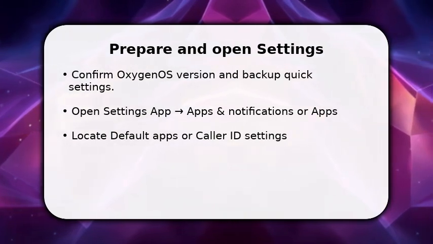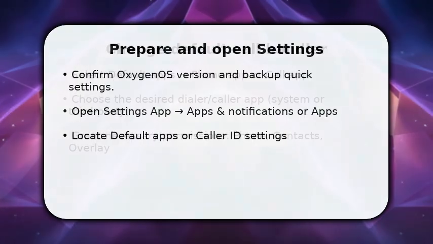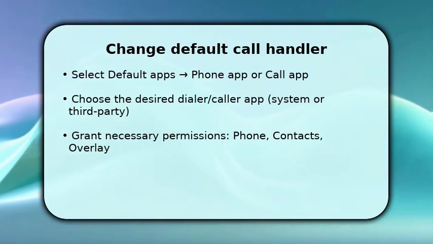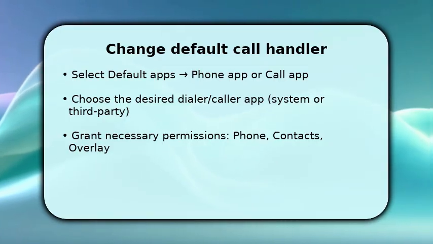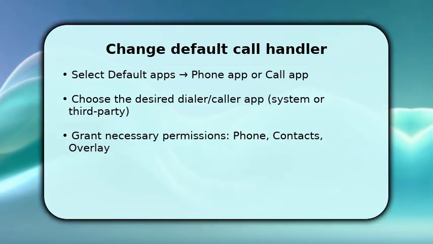You now select Default Apps, then Phone app or Call app to swap the handler. Choose the new Dialer or Caller app. System options versus third-party appear here because the default determines the call screen UI.